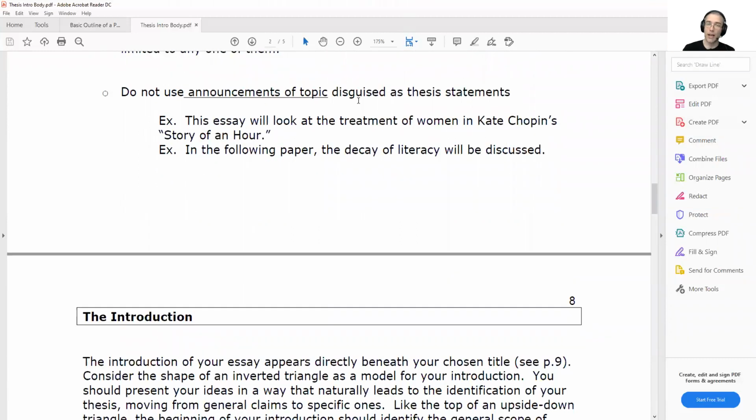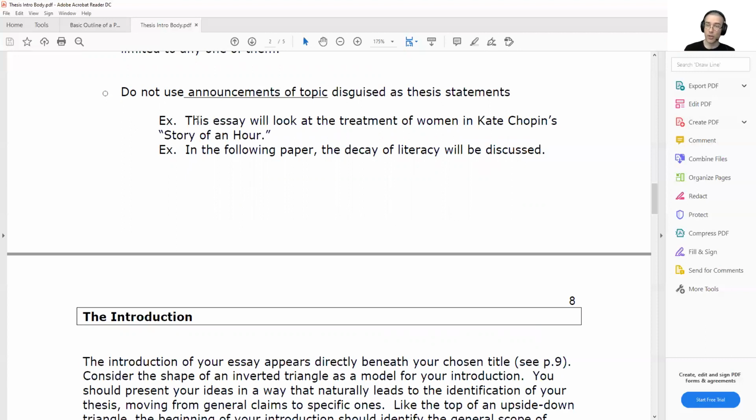Do not use announcements of topic disguised as thesis statements. So in an introduction, introduce your topic, what it is you're talking about, very early on in the introduction. Your last sentence, the thesis, is the specific argument you're making about that topic. An example of a thesis statement that does not do that is poor because it announces the topic. It just says, this essay is going to be about X. You never want to say that. You want to have that clear, specific, focused argument.